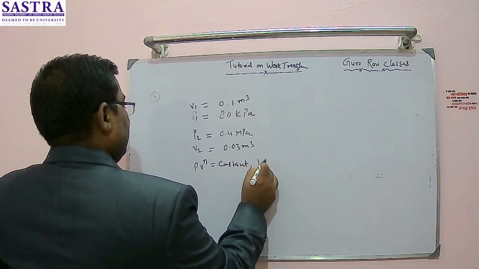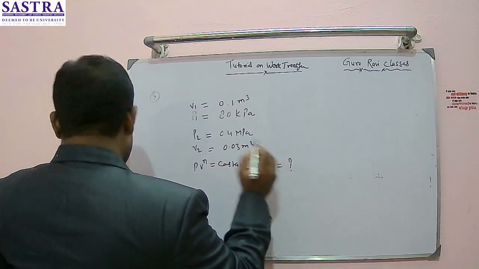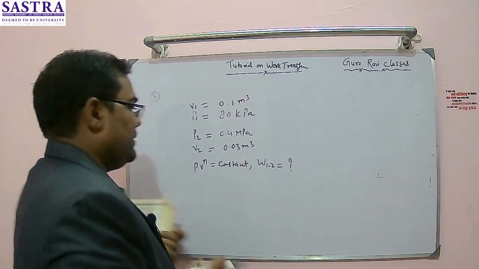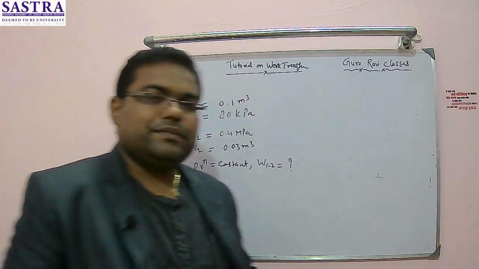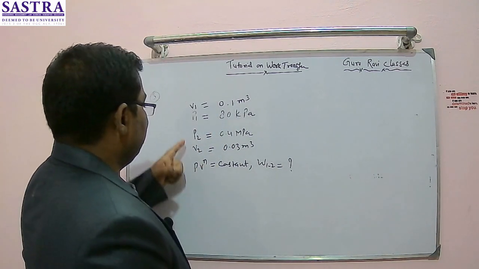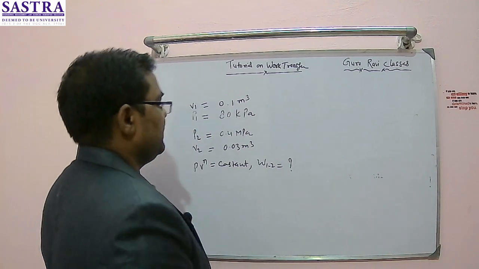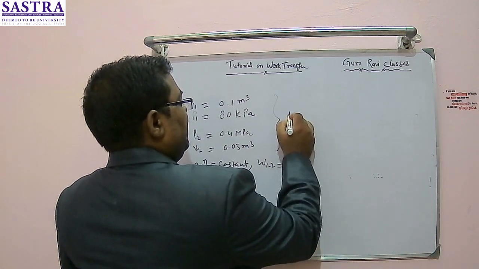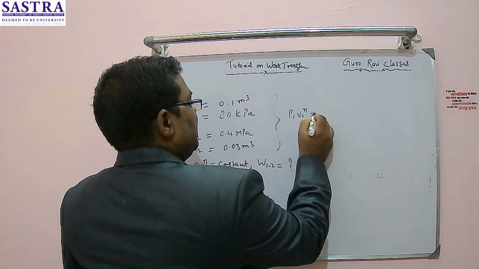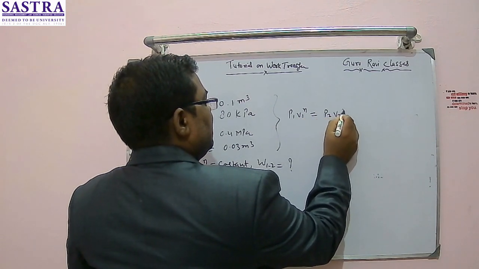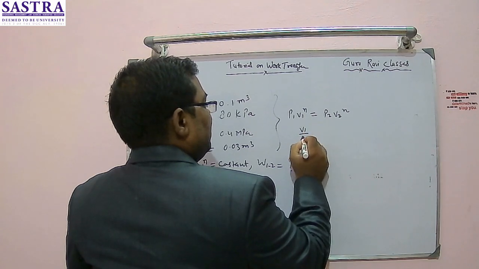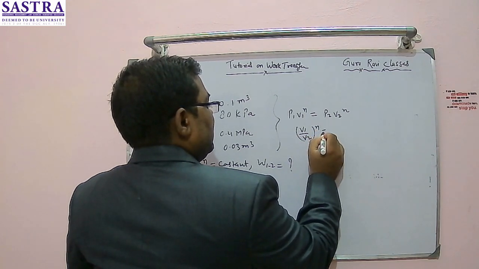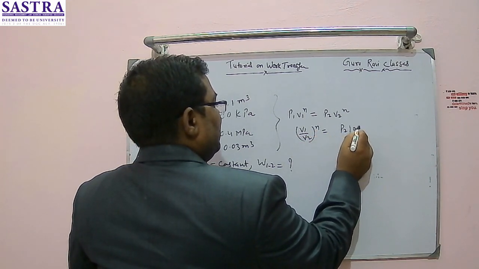Alright, and we need to find out the work transfer that needs to be calculated. So how will we solve this problem? That's a big question. All these things are given. So from here we can write P1 V1 to the power n is equal to P2 V2 to the power n. Taking this side, V1 by V2 to the power n is equal to P2 divided by P1.